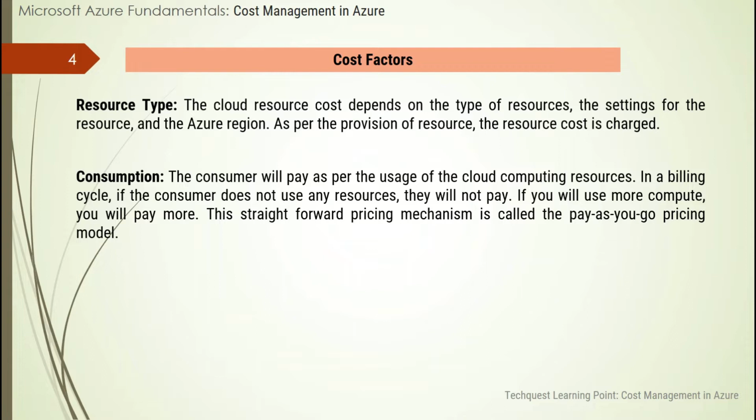Simply, the consumer will pay as per the use of the cloud computing resources. In a billing cycle, if the consumer does not use any resources, they will not pay. If you use more compute, you will pay more. This straightforward pricing mechanism is called the pay-as-you-go pricing model.